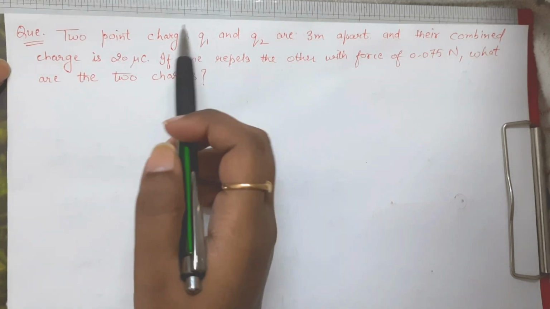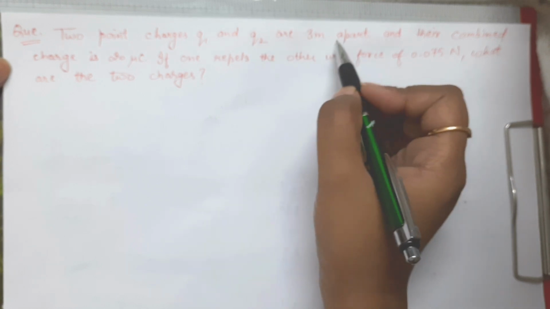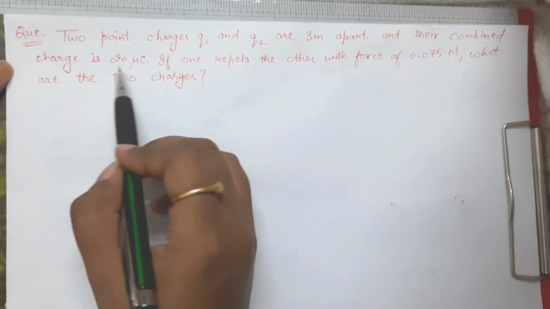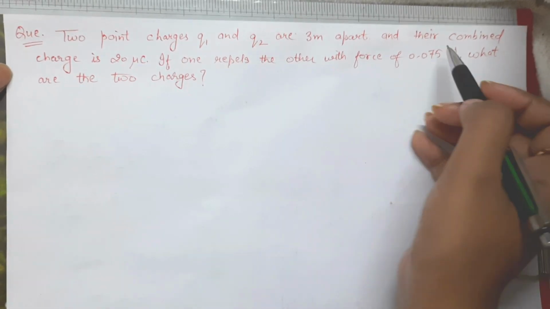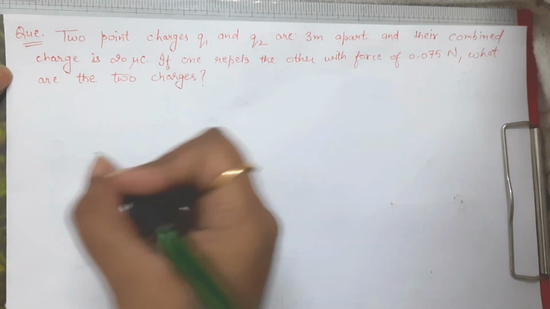So this numerical says that 2 point charges Q1 and Q2, they are 3 meter apart and their combined charge is 20 microcoulomb. If one repels the other with force of 0.075 Newton, what are the two charges?